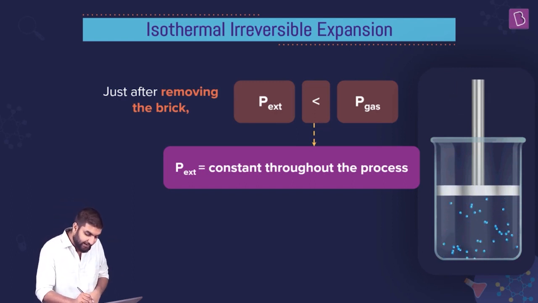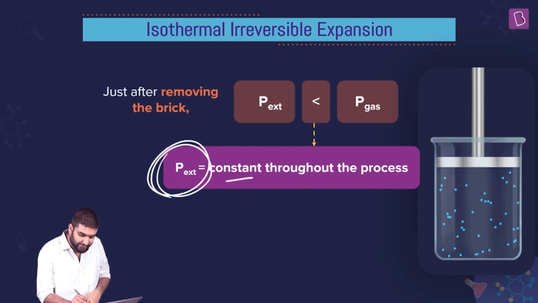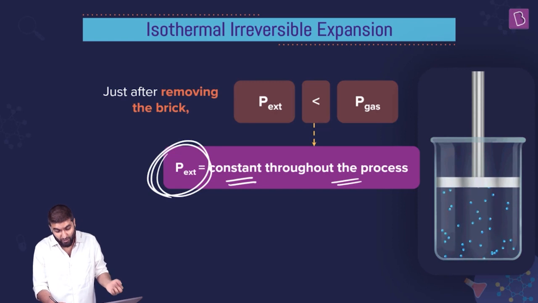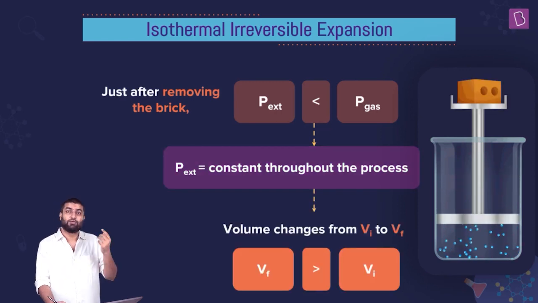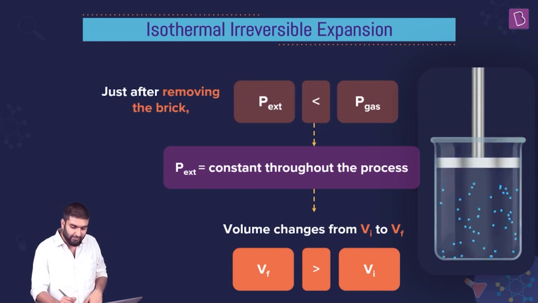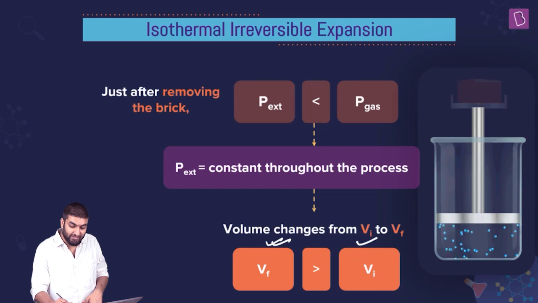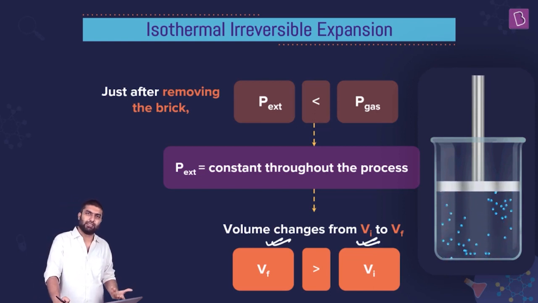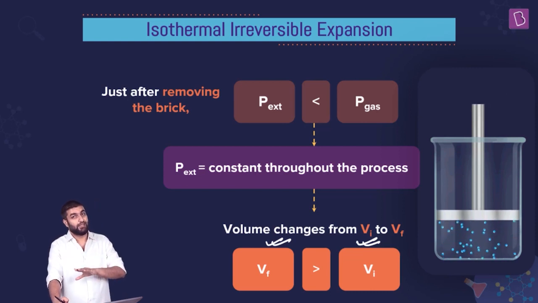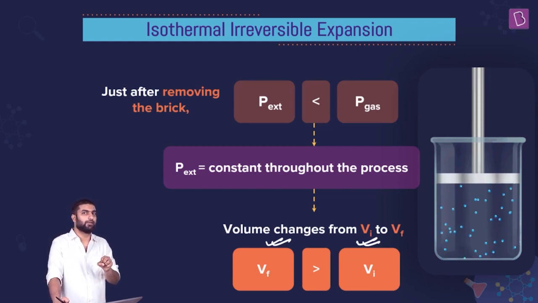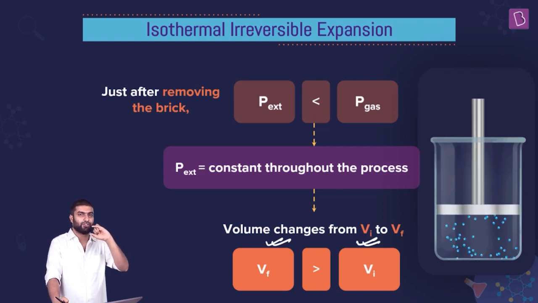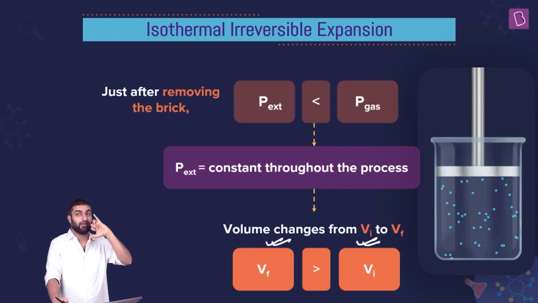But during the entire expansion, the P external is constant. It is equal to P atmosphere as we just saw. And so as a result, the volume changes, expansion happens, and your V final essentially is what? More than your V initial, as you can gauge. Take a moment, think about it. Is your V final really more than your V initial? Yes, it is.